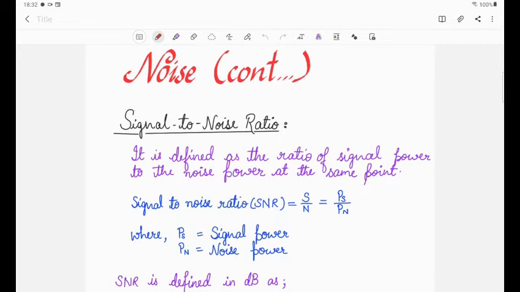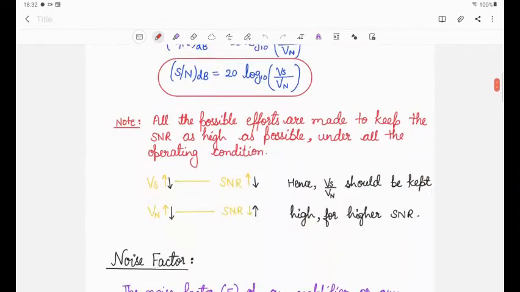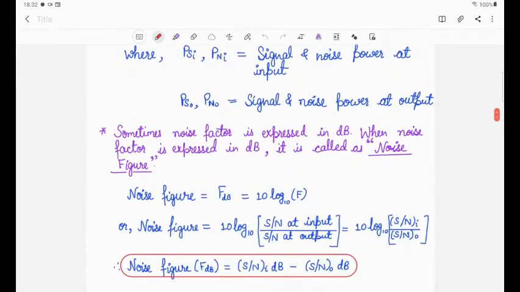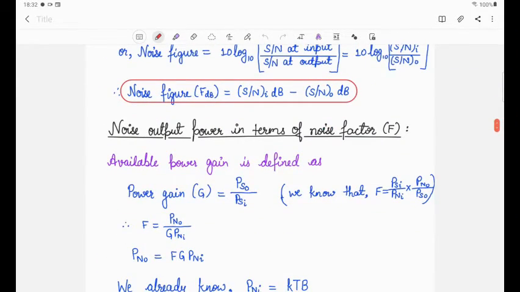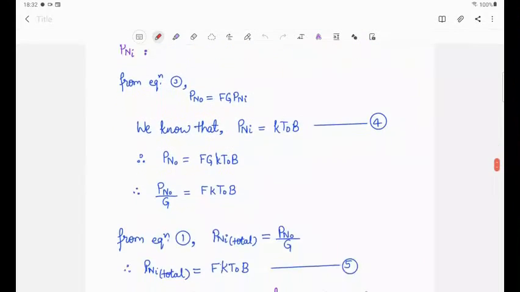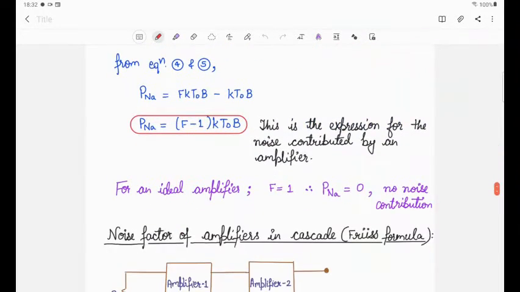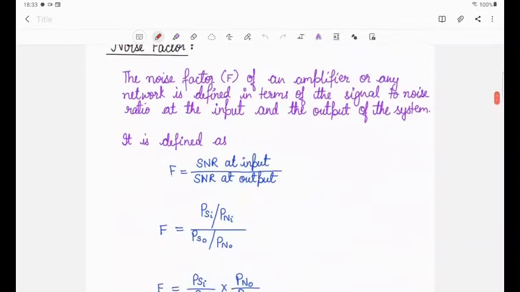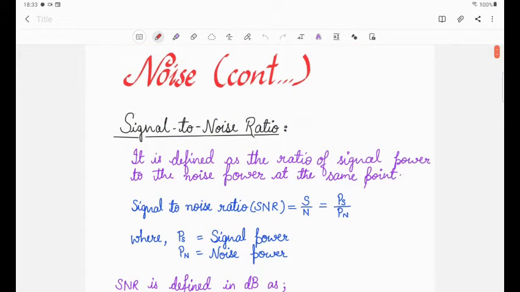In today's lecture we will discuss the signal to noise ratio, noise factor, noise figure, and then we will calculate the noise output power in terms of the noise factor. Thereafter we will discuss the amplifier noise contribution in terms of the noise factor, and finally the Friis equation, that is, the noise factor of amplifiers in cascade. So all these different topics are interrelated. Let us start with the signal to noise ratio.